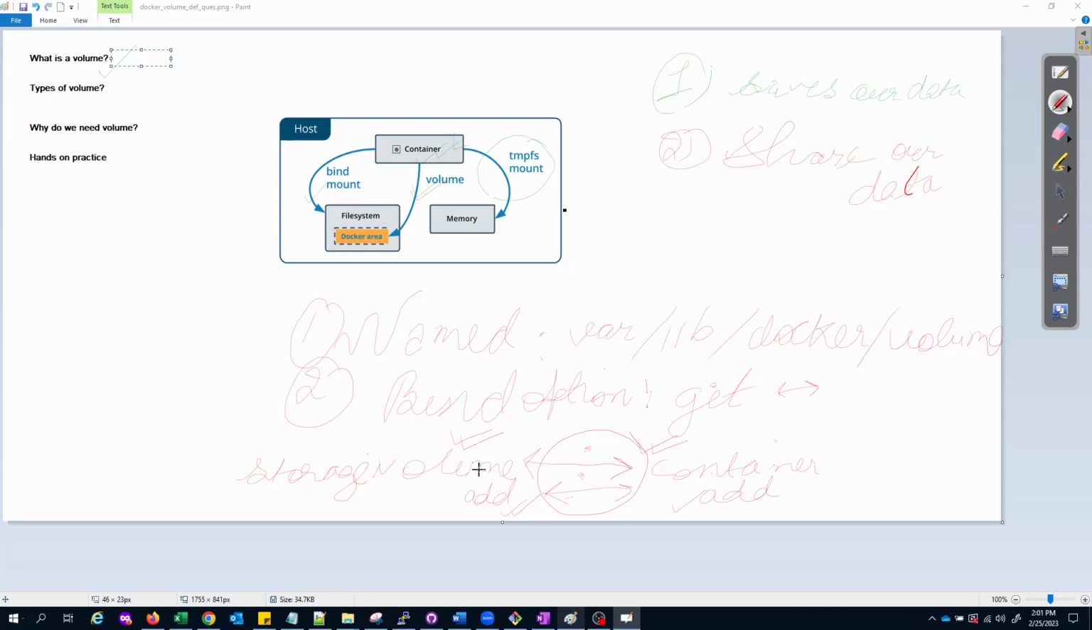And always, you'll have to create a volume before you spin up your container. Please remember those two points. Those are very useful.